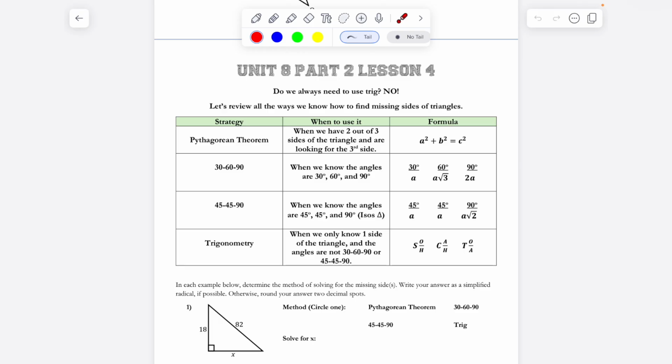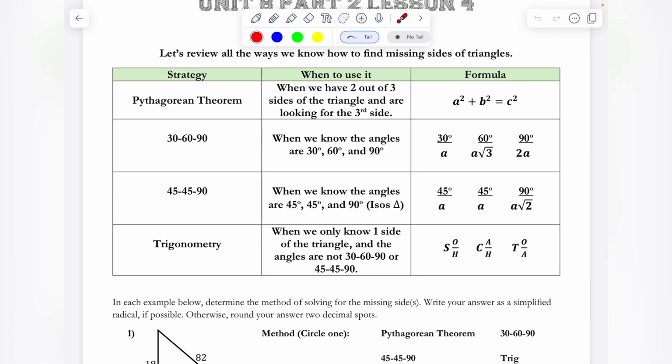So, do we always need trig to solve for a side? The answer is no, we don't always need to use trig. There's lots of different ways to find the missing side of a triangle, and it all depends on what was given to us. So I have a little chart here that says the name of the strategy, when should I use that strategy, and then what's the formula that I need to know. This is a great study tool. If I were you, I would probably memorize this, okay?